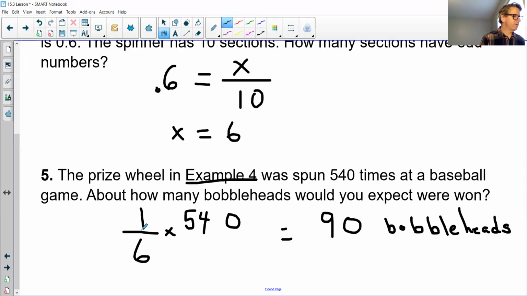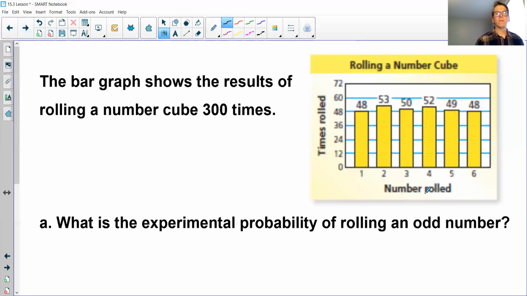Okay, now we're going to go to our last example today, which is comparing experimental and theoretical probability. This is a graph showing a number cube. This is the number of times it's been rolled: a 1, a 2. There's been 48 times, 53 times, and we're told it's 300 times. What is the experimental probability of rolling an odd number?